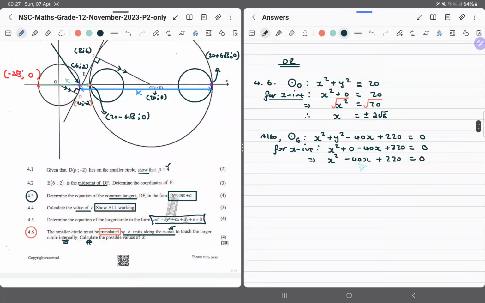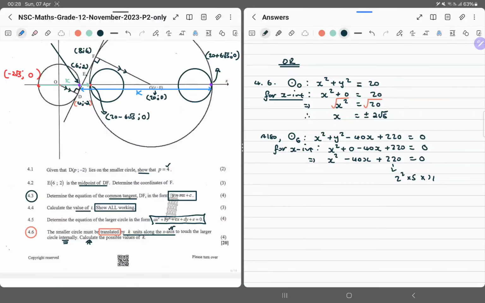Now the question is, can we factorize this thing? Well, let's see. What is 220 equal to? I'm getting 2 squared times 5 times 11. Now 4 times 5 is 20, but 20 plus 11 doesn't give me 40. It gives me 31. So this doesn't work. 5 times 11 is 55, so we will not get the middle term.